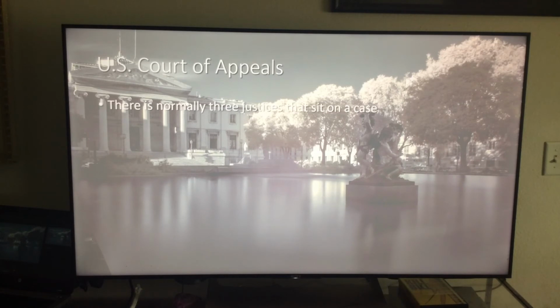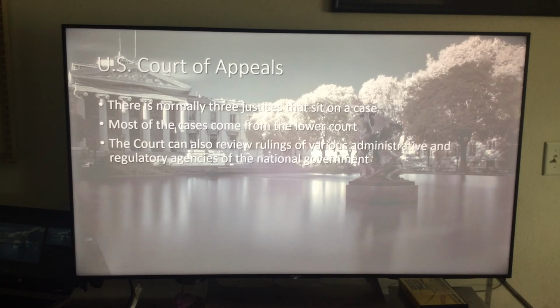You have the Court of Appeals, pretty much just like the name says, they hear appeals. And instead of having one judge sit on it, you'll have 3 judges sitting on a case. Most of these cases come from the lower courts. So pretty much it's just, you don't like the decision of the lower court, you go to the next higher court, which is the Court of Appeals, to try to have it overturned. You also can review rulings of various administrative and regulatory agencies of the United States or of the national government.